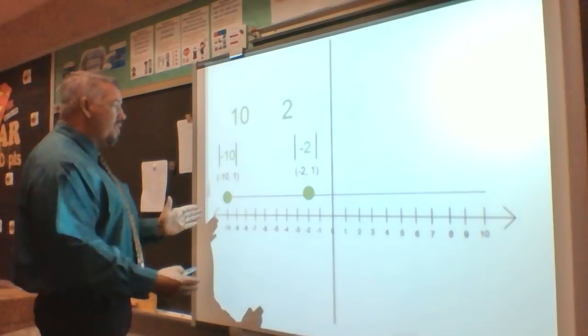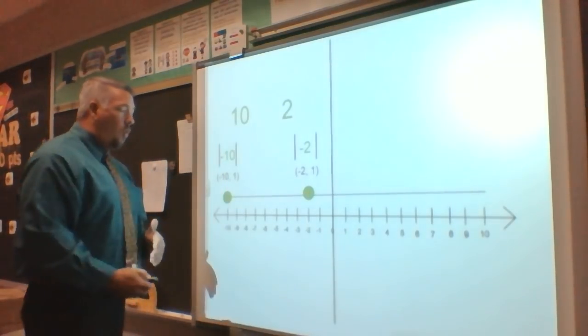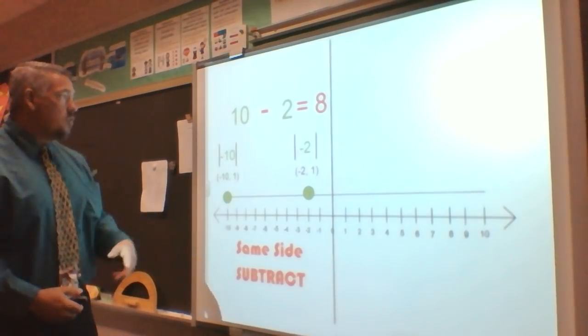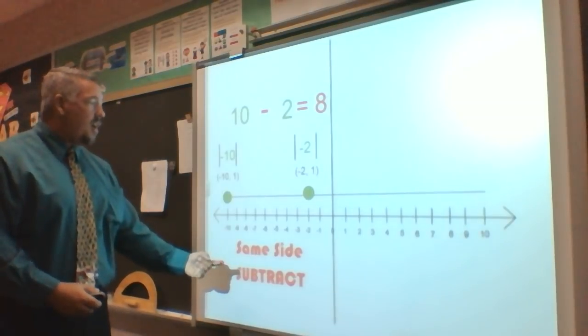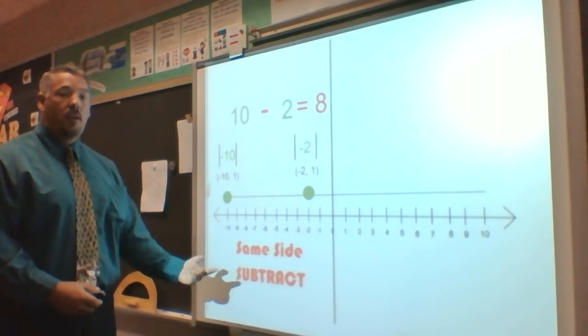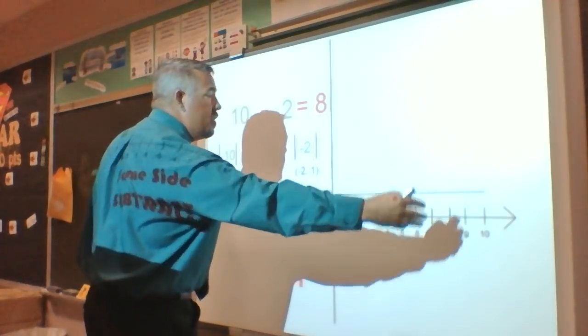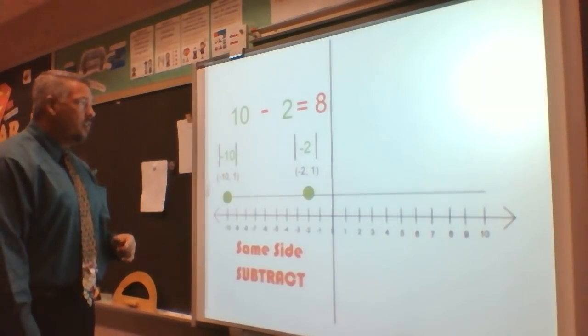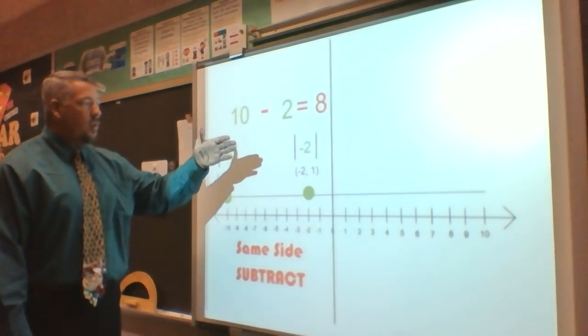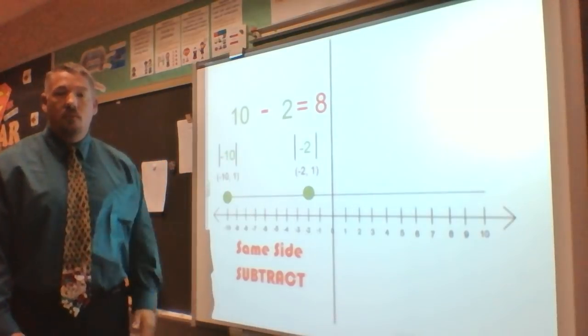Then when I'm talking about this distance, they're on the same side. So if I'm talking about a distance that's on the same side, then I have to subtract, because it's not an additional distance on the opposite side. So my 10 minus 2 is just going to give me 8 units.